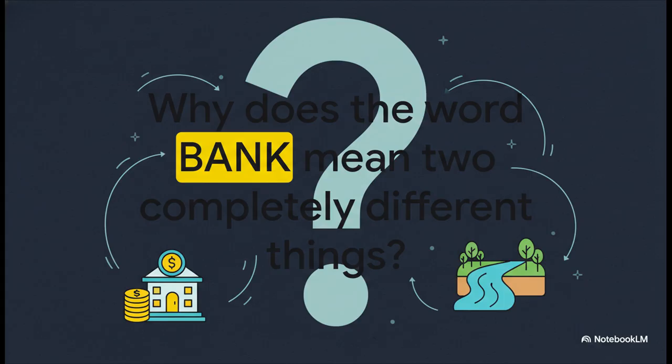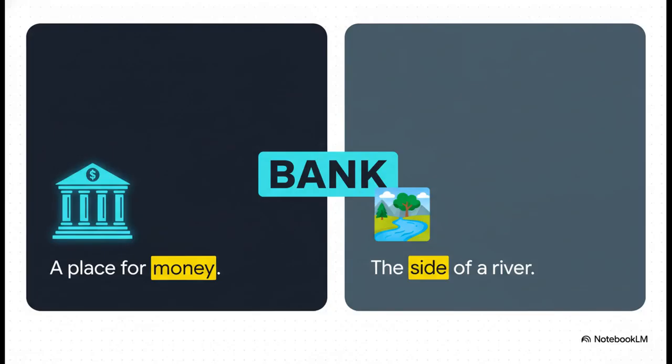All right, let's start with a classic puzzle. I want you to think about the word bank. How is it possible that this one, simple, four-letter word can point to two completely different things? On one hand, it's a place where you keep your money. But on the other, it's the land right alongside a river. It's the same spelling, the same sound, but they describe totally different realities. So how does our brain know which one we mean?